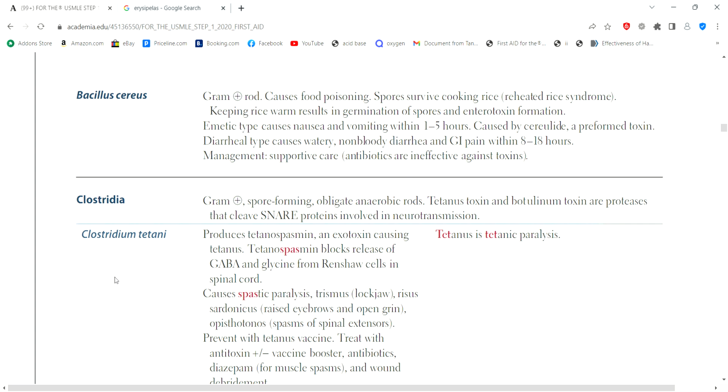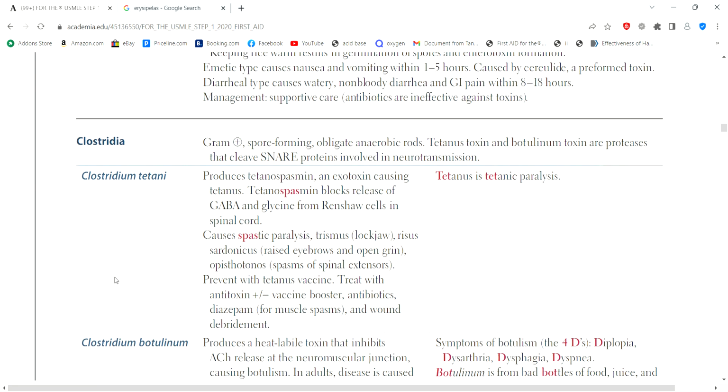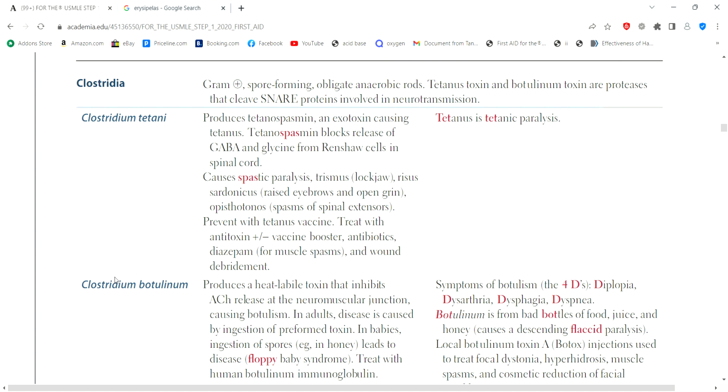Okay. Now we have Clostridia. So we're gonna do Clostridia, and let's see how far we can get. Clostridia are gram-positive, spore-forming, obligate anaerobic rods. Tetanus toxin and botulinum toxin are proteases that cleave SNARE proteins involved in neurotransmission.